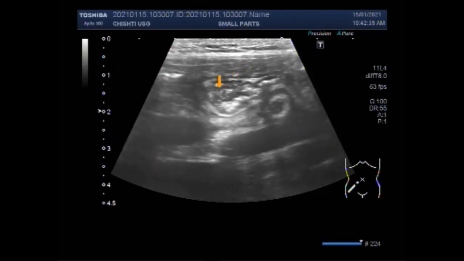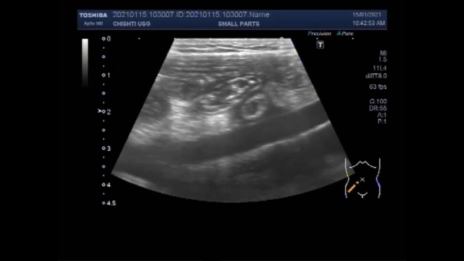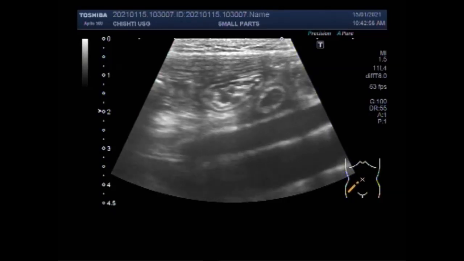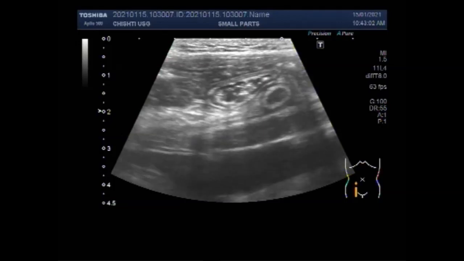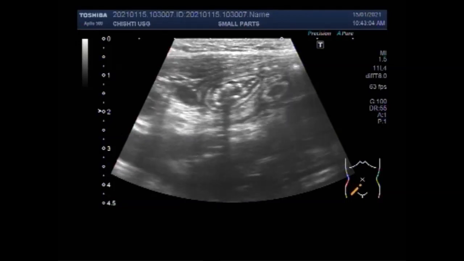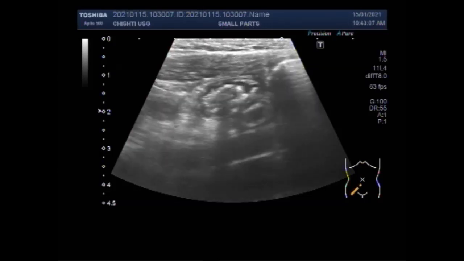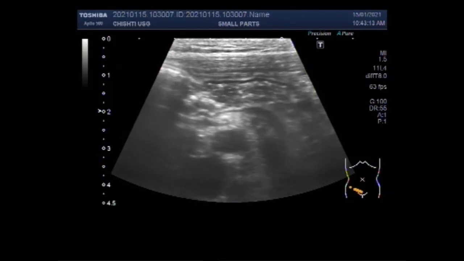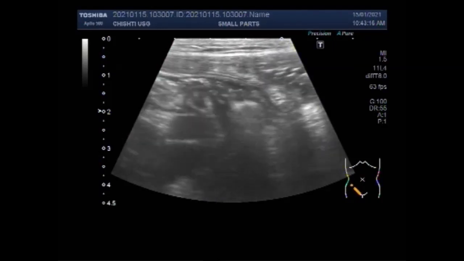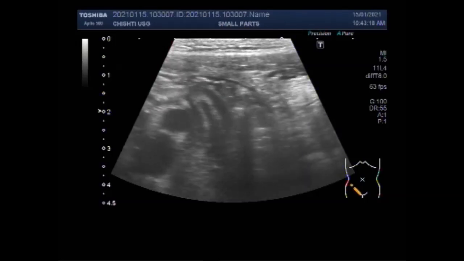Now first of all, you will search for a blind ending tubular structure arising from the cecum. First of all, you will identify the ascending colon, and you can see the cecum and the appendix, as the appendix arises from the cecum in the adjacent area of the cecum. So you will first scan for the ascending colon, then you will localize the cecum and you will see the appendix, as in this case you are going to see the whole length of the appendix.